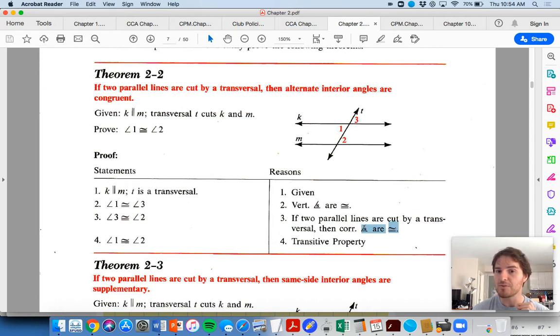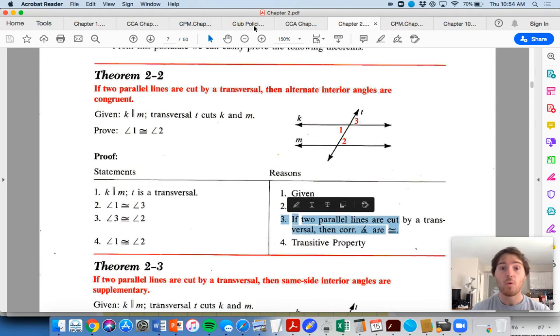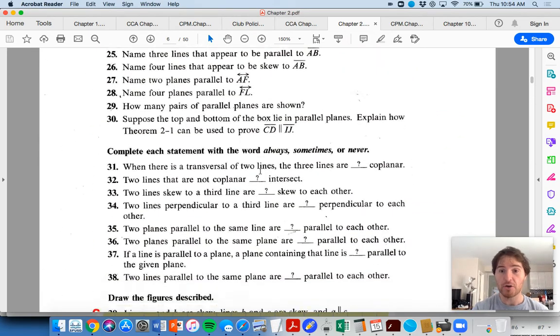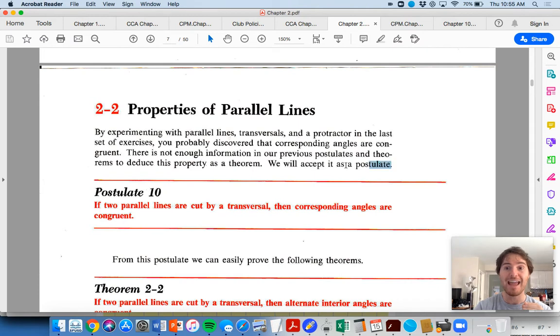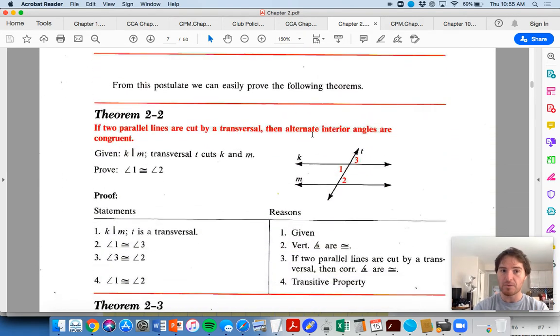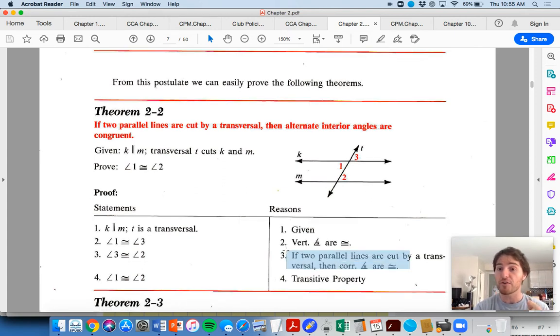How do we know this? Why were we able to prove this alternate interior angles thing was a theorem? Well, we had to use what in step 3? We had to use this postulate up here. This postulate was necessary. By assuming something, as they said earlier, we have to accept something as a postulate in this book. So we accepted postulate 10 as a rule, a rule that we know is true because it's obvious, everybody accepts it as true. And then we use postulate 10 to prove this theorem, that if two parallel lines are cut by a transversal, then alternate interior angles are congruent. It's right here. That's part of our justification of why this is a fact.